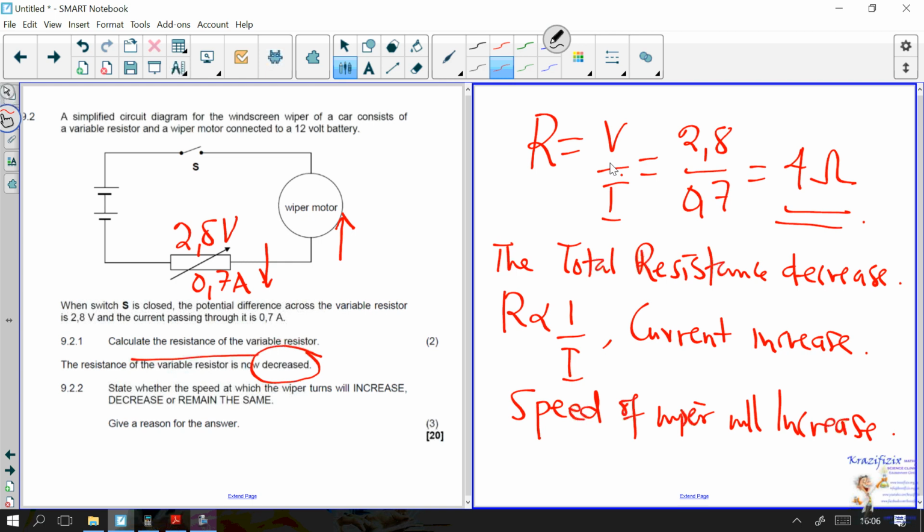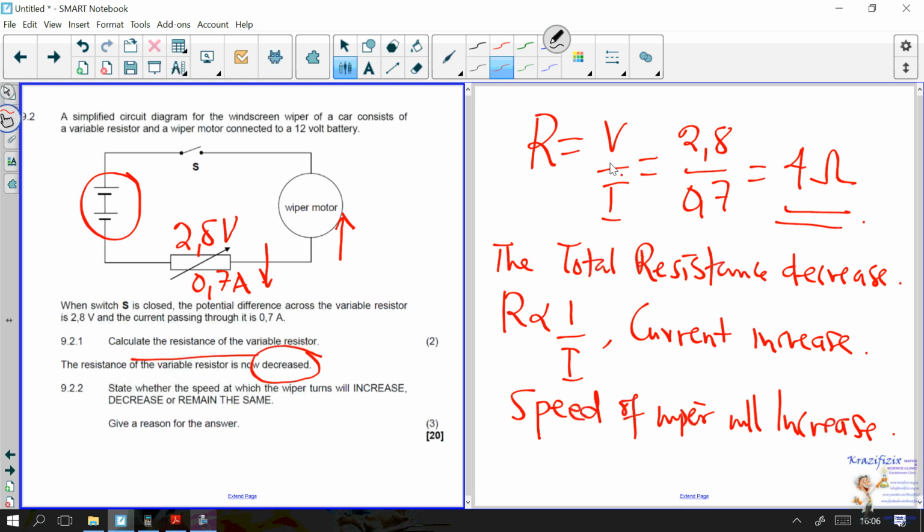We are not talking about internal resistance here because it's not specified. Good. Let's look at question number 10.